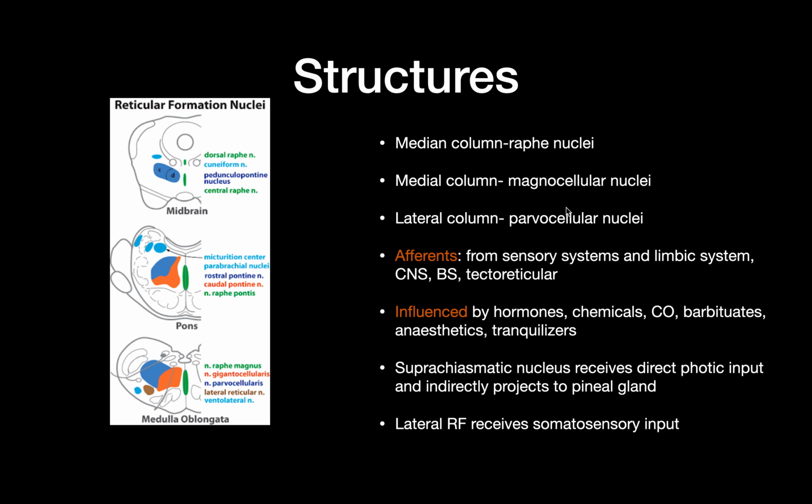The afferents are going to come from the sensory system and the limbic system, along with the central nervous system, the brainstem, and the tectoreticular tracts. These are going to be influenced by your hormones, like serotonin, etc. We'll go through that in a little bit. Chemicals like carbon dioxide, barbiturates, anesthetics, and tranquilizers also influence it, because they can cross the blood-brain barrier.